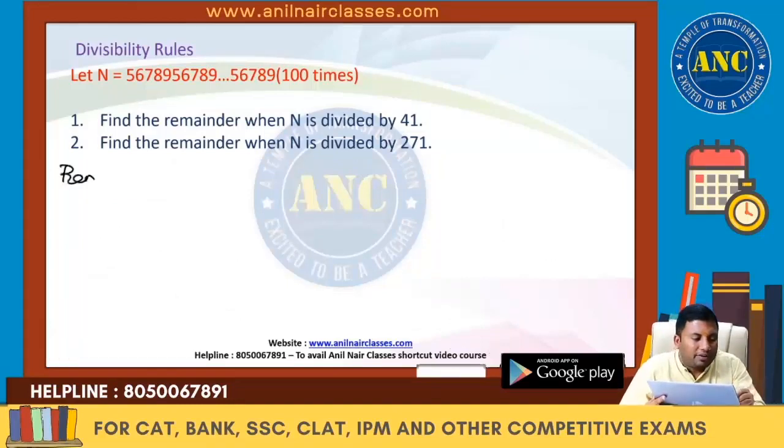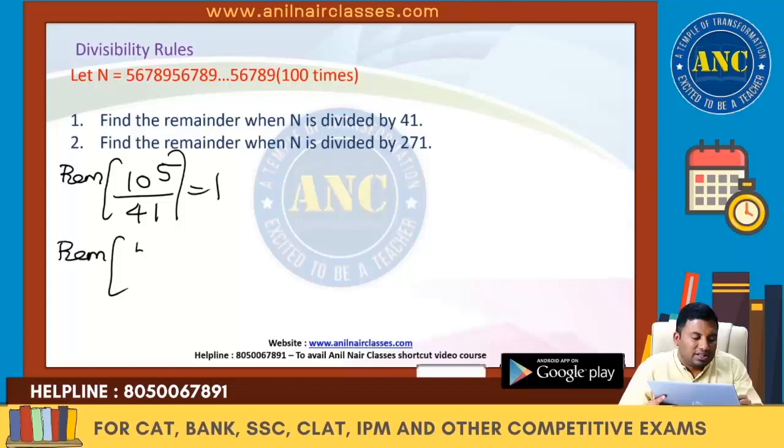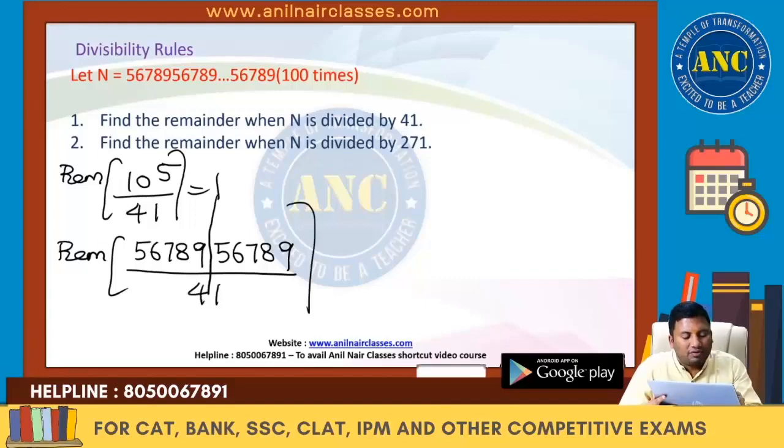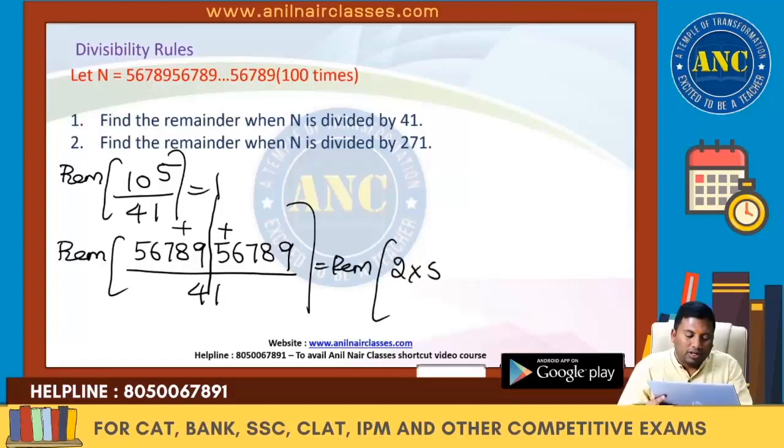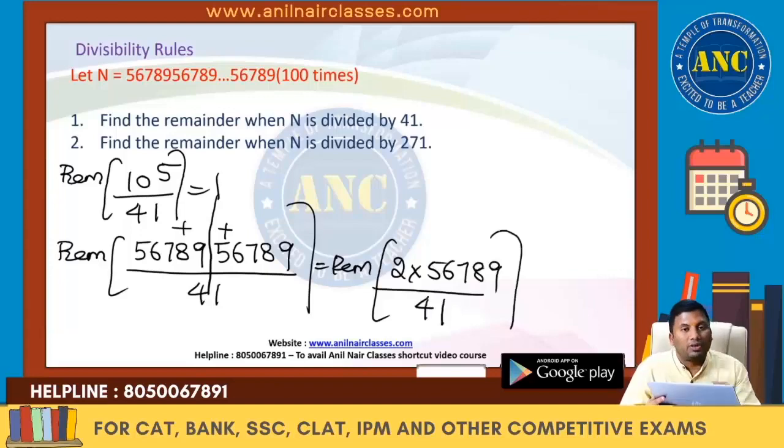10 power 5 divided by 41 is nothing but 1. That means, if I take 5, 6, 7, 8, 9, a 5-digit number, two times, what will be the answer? Start from the rightmost, take a group of 5 digits and add them. So what will I get? I will get 2 into 5, 6, 7, 8, 9 divided by 41. I hope the idea is clear.